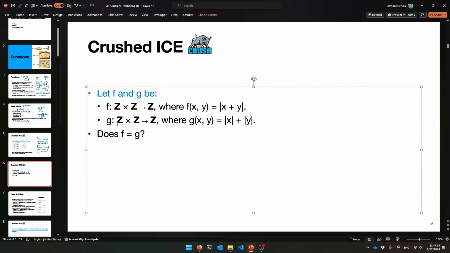And then G is a function with a similar domain and codomain, so that was a requirement for equality. So they might be equal. Again, it takes a pair of integers to a single integer. The inputs, call them x and y. The output is: do the absolute value first and then add them. All right, so you tell me, does F equal G?